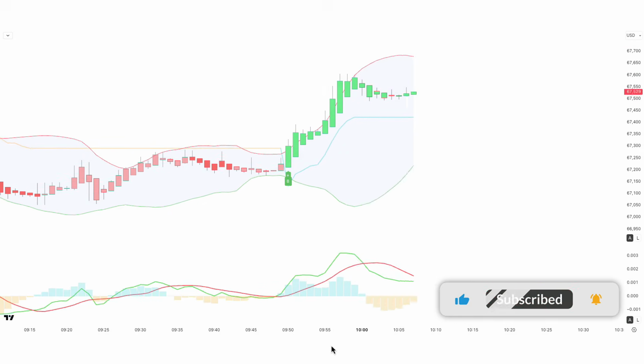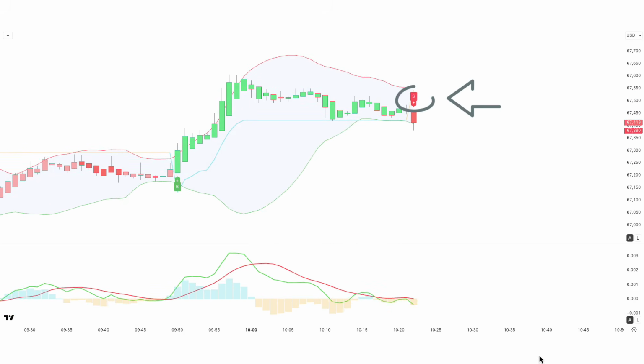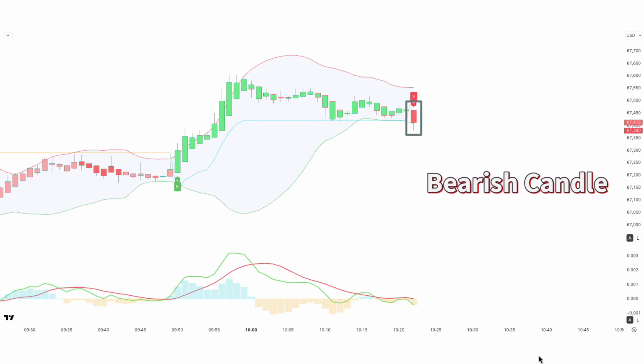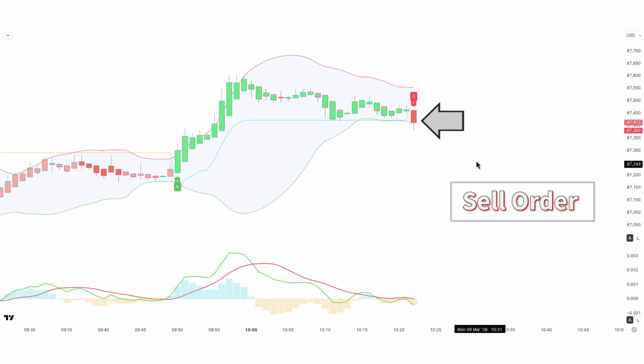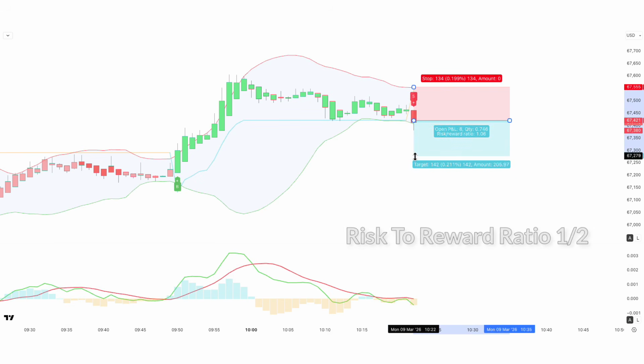Now our setup is ready. Let's see how we use these trading setups. When the RT Signals arrow of this indicator is a sell signal, when the red line of Backtest Optimized is above the green line, and when the market forms a bearish candle, if this condition is fulfilled, then we will place a sell order. Our stop loss is to be placed at the red line, and the risk to reward ratio will be 1:2.